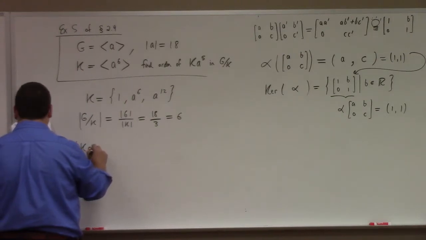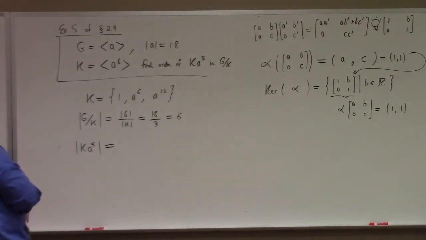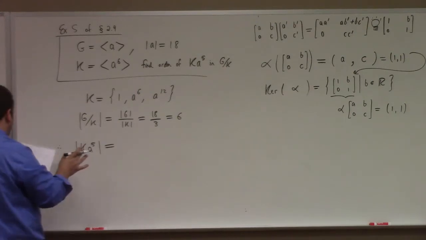Ooh, were we using that? We were thinking about the order of the element as it relates to the order of the representative. We weren't thinking about the order of the element as it relates to the order of the factor group. That might have given us something different. I don't know. So here we have KA to the 5th.